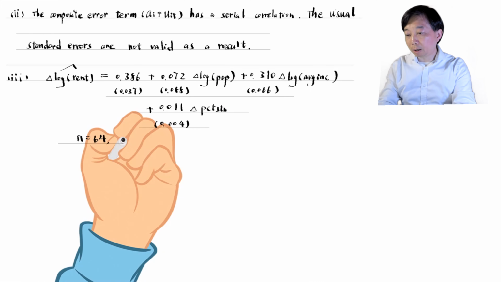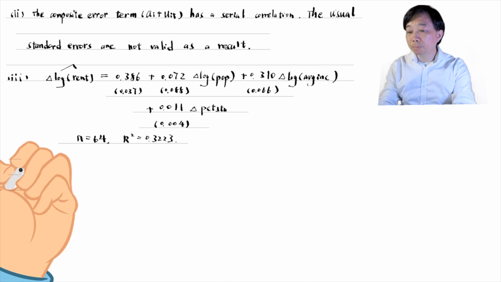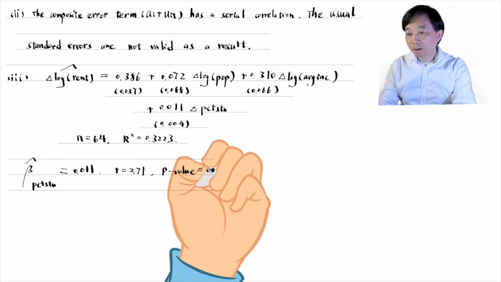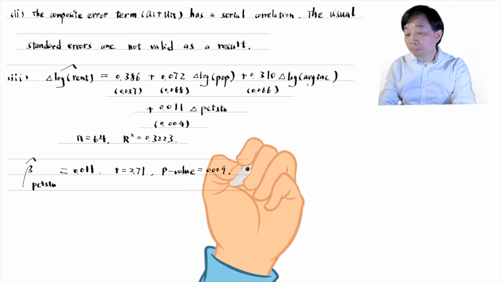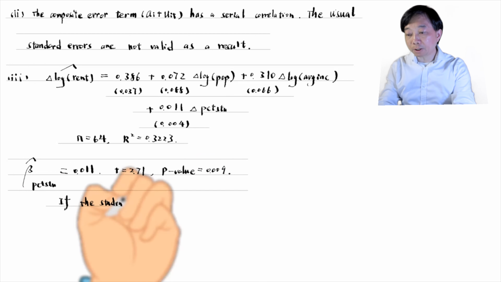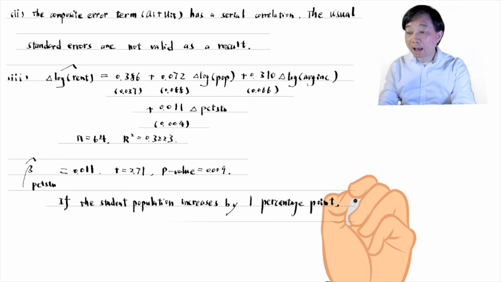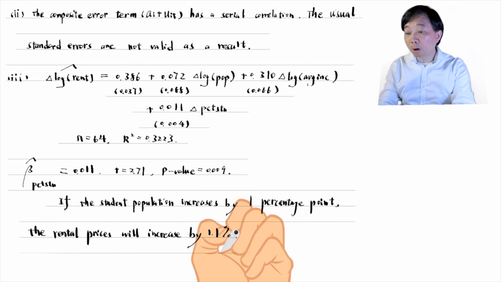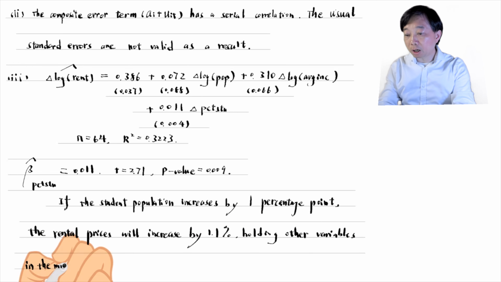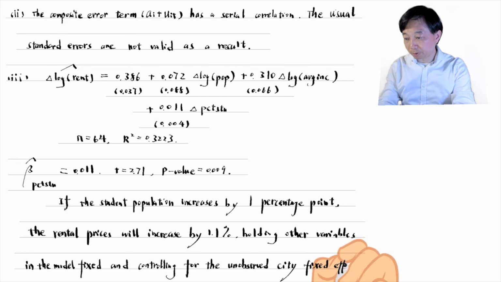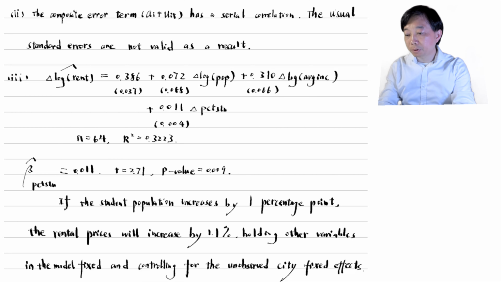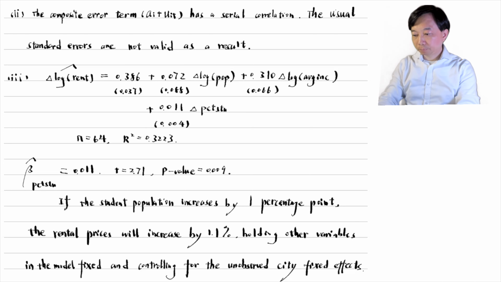The estimate for the coefficient on the student population becomes 0.011. It is statistically significant at the 1% level. If the student population increases by 1 percentage point, the rental prices are estimated to increase by 1.1% on average, after holding the other variables in the model fixed and controlling for the unobserved city fixed effects. The effect is more than double that in the pooled OLS.